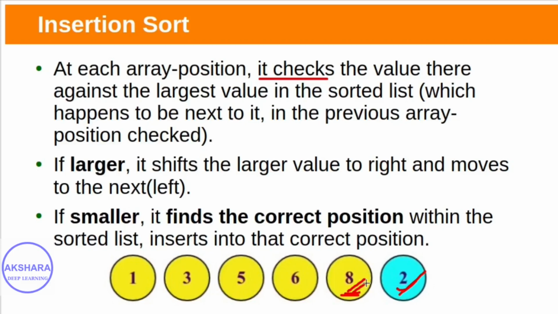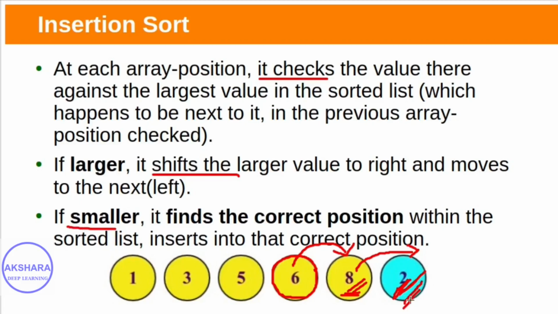If this first element from the sorted sublist is larger than this removed element, then the algorithm will shift this larger value one position right. Again, this removed element will be compared with the next largest element within the sorted sublist. If it is greater, it will also be shifted one position right. The same process will continue. If the algorithm finds a smaller element than this removed element, then this removed element will be inserted in its correct position.